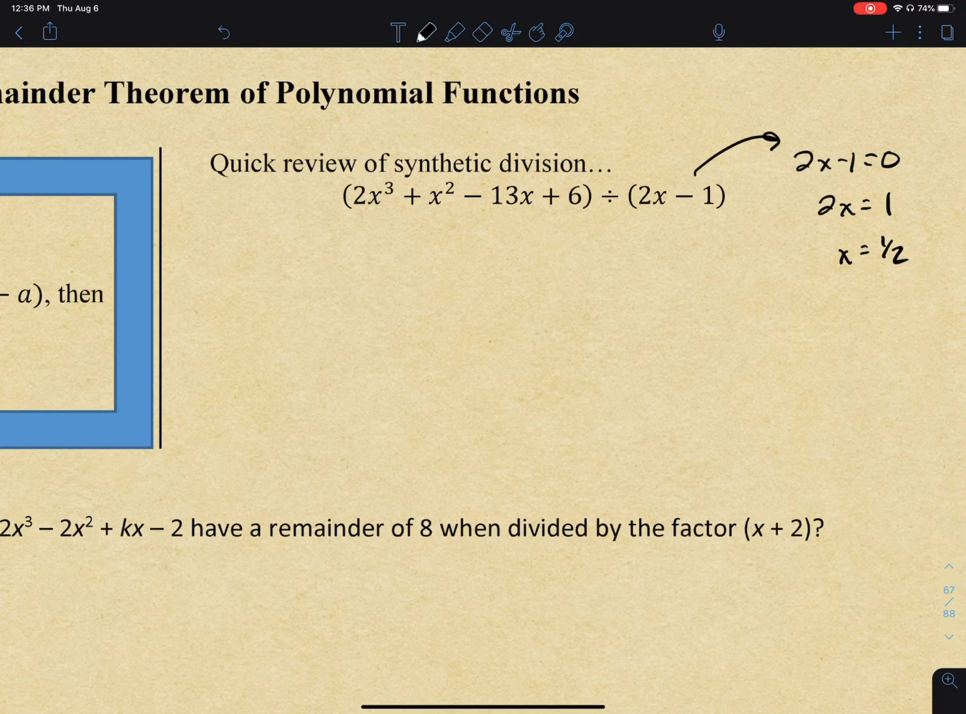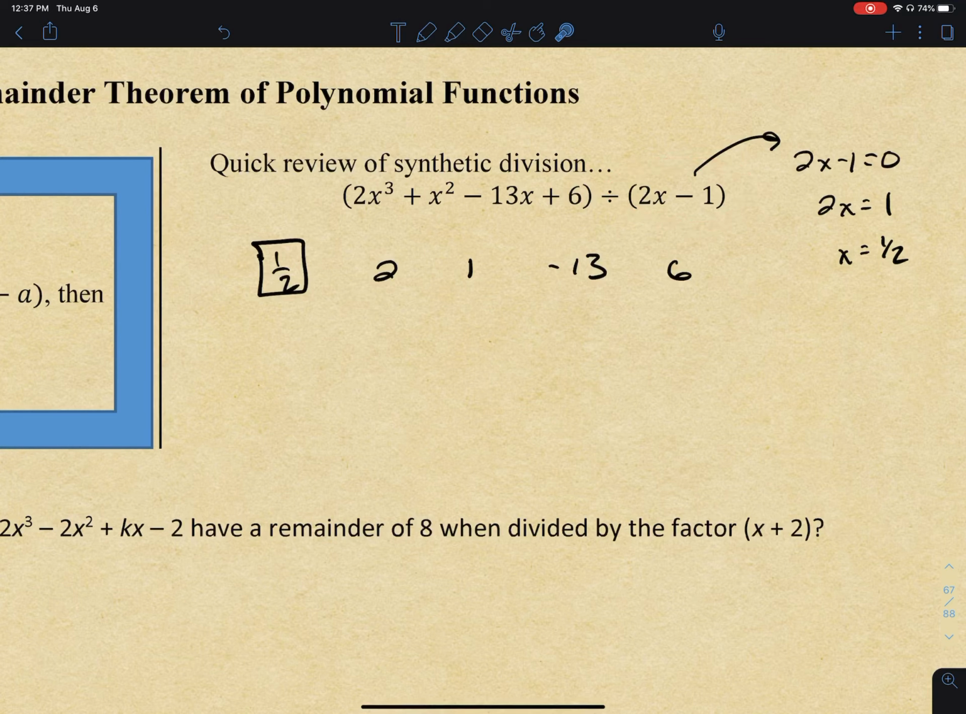So if we divide this synthetically, which I don't know if you remember how to do or not, take the coefficients of the terms in descending order. If we're missing any terms, we got to put zeros in. We're not missing any terms. So we got 2, 1, -13, and 6. We're going to divide that by 1/2. This 1/2 is coming from taking whatever your linear function is you're dividing by and set it equal to 0 and solving it. It's what would make this equal to 0.